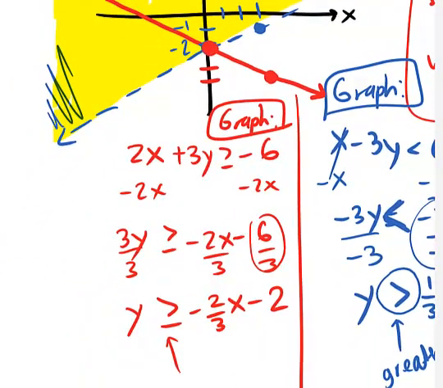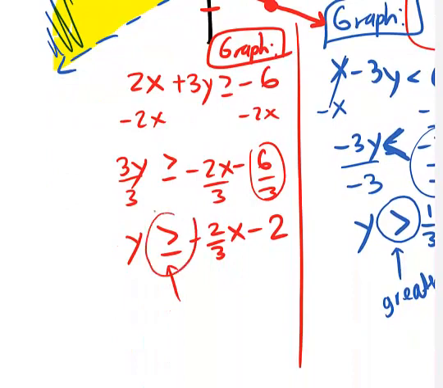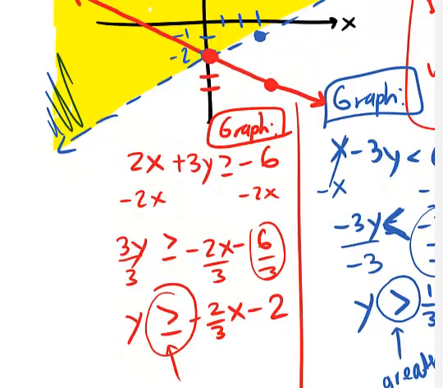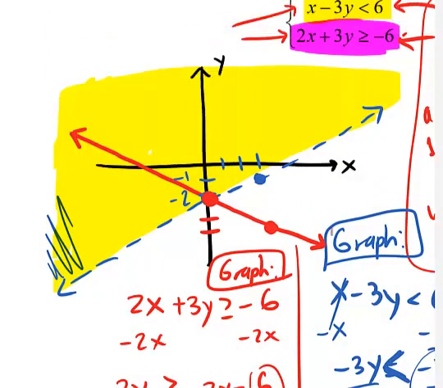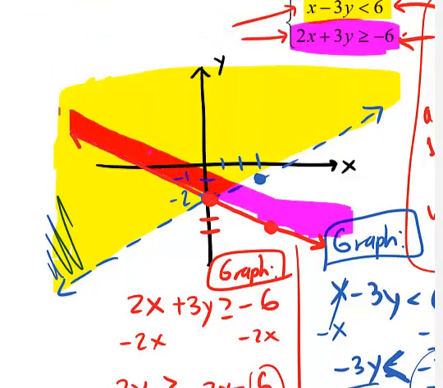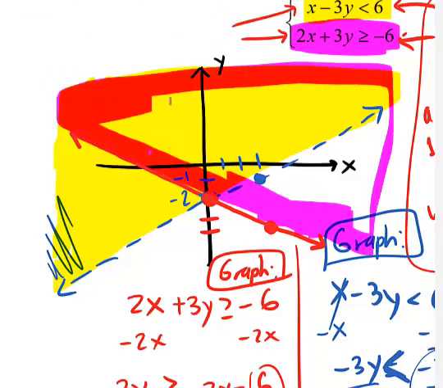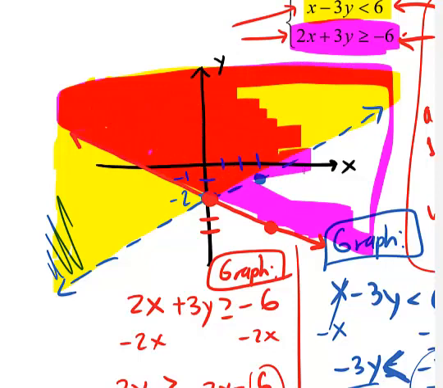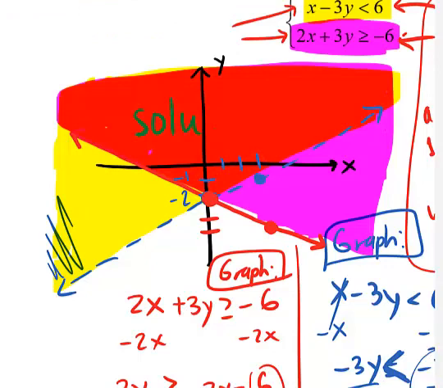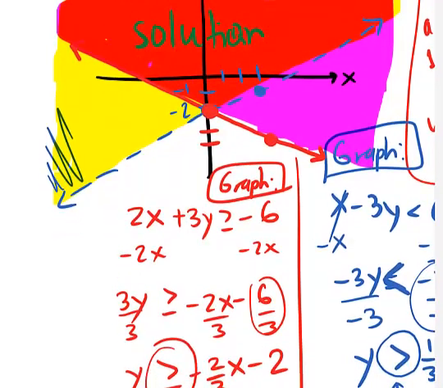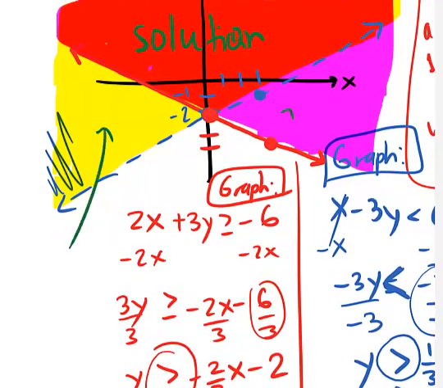Now I have to figure out, do I shade above or below that line? Since this is a greater than or equal to, y greater than means I want everything above this line. So just try to disregard the yellow. Everything above the red line is all this stuff here. I want all of this right here. So now you can tell the solution is where they intersect. That would be this area over here, this whole top triangle. So really this yellow and this pink is not a solution.